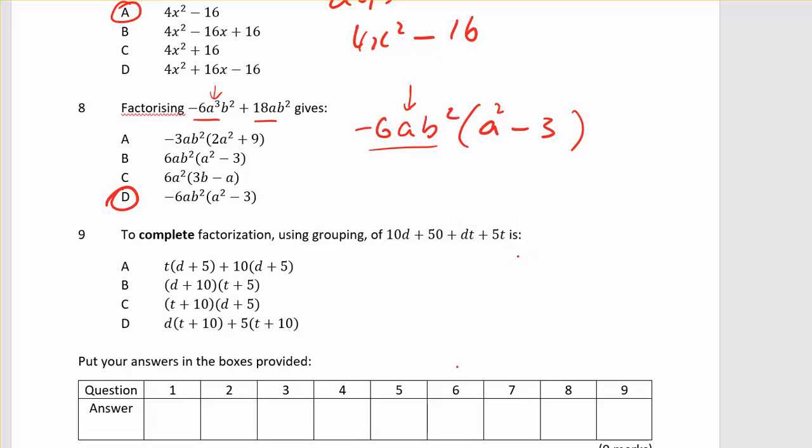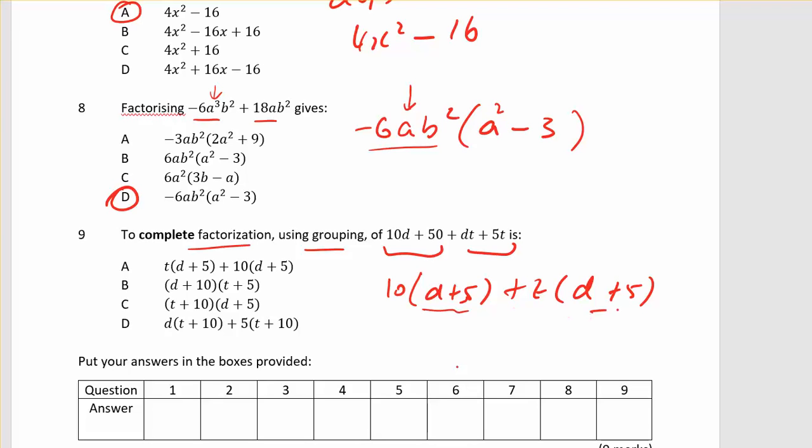Question 9. It says factorize using grouping. So you group these two, and factorize it that way. They both go into 10. You're left with d plus 5. These both go into t, so plus t(d plus 5). See they have a common factor of d plus 5. Take that out, d plus 5. So the bracket itself is a common factor.